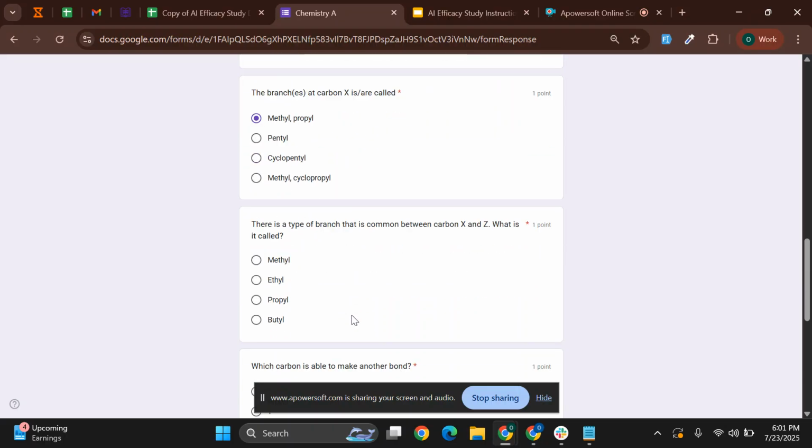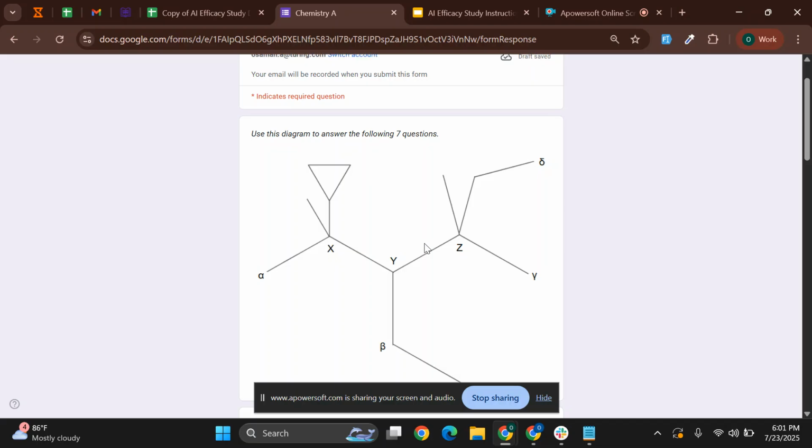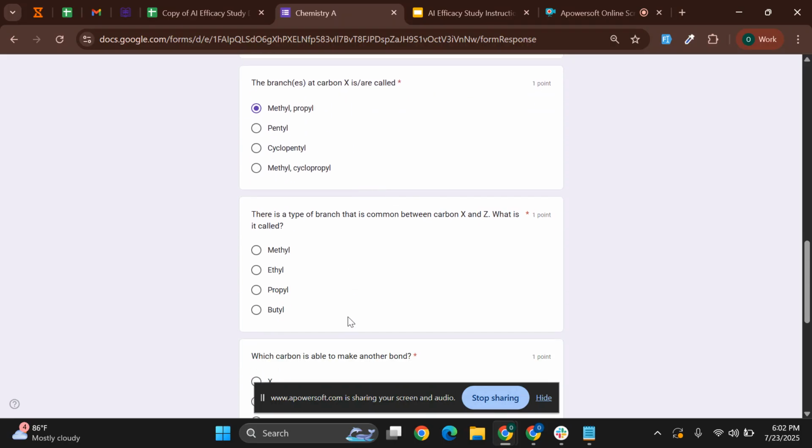There is a type of branch that is common between carbon X and Z. What is it called? There is a type of branch that is common between X and Z. This is the type of branch which is common. So we can say that it is, I think, methyl.